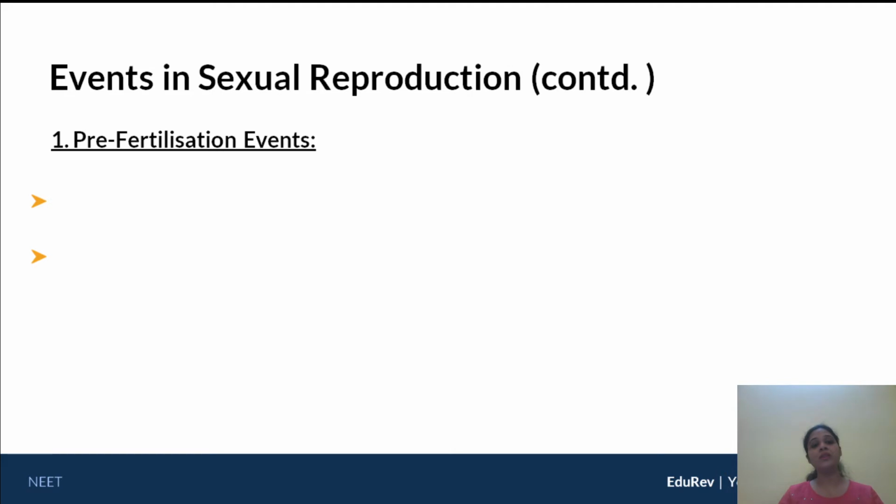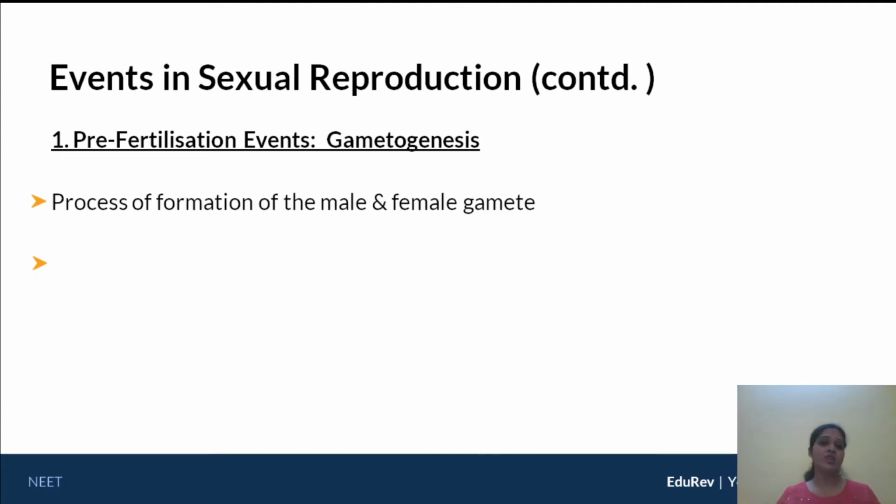So to begin with the pre-fertilization events, actually speaking, there are two parts or rather two events in this particular category. The first is gametogenesis, that is the formation of gametes, and the second is gamete transfer. So after the gametes are formed, the gametes need to be transferred to a particular location. So starting first of all with gametogenesis. As we have just said, gametogenesis would imply the formation of the two types of gametes, that is the male gamete and the female gamete.